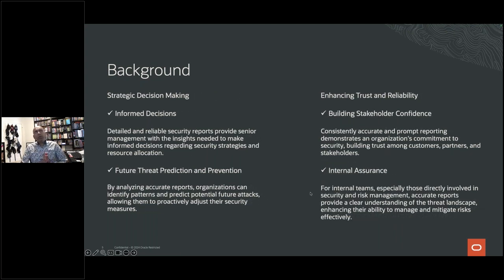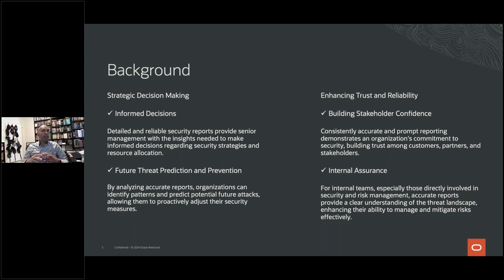Then the next way this system can help is in strategic decision making. It actually enables the management team and the security team to make informed decisions. Detailed and reliable security reports provide the insights that are needed to make informed decisions. And then the second thing it can do is predict and prevent any future threat.